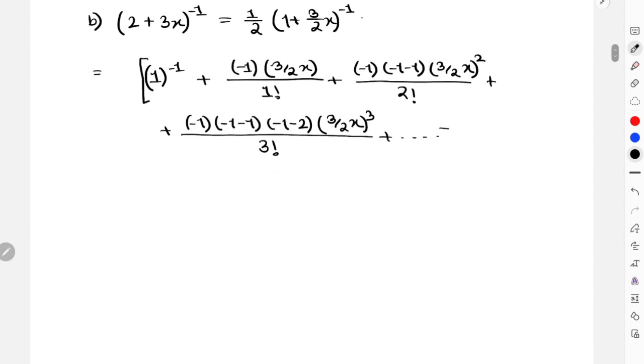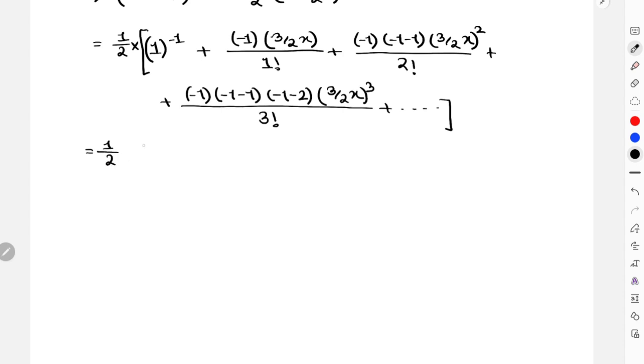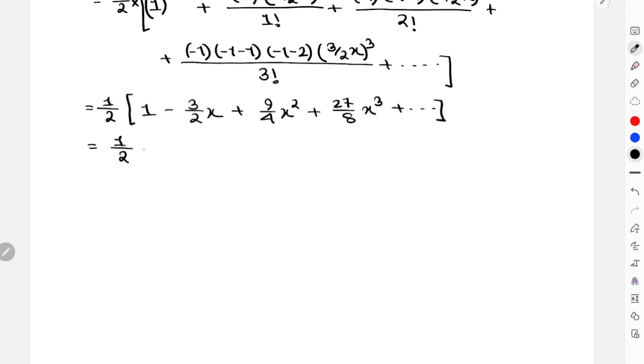This entire thing will be multiplied by half, because you have half in front of the entire expansion. Inside the brackets you now have 1, then minus 3 by 2x, then positive 9 by 4x squared, and the next one turns out to be minus 27 by 8x to the power of 3, plus dots. Everything has to be multiplied by half. Finally you get half, then minus 3 by 4x plus 9 over 16x squared, minus 27 over 16x to the power of 3, plus dots. One thing, this last term will be negative.